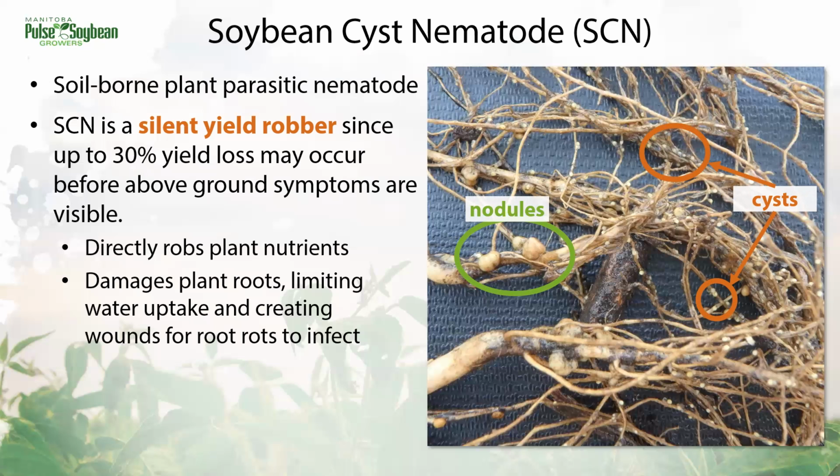Because SCN does directly impact yield by stealing crop nutrients from the plant, and also indirectly since it's damaging root material. That's limiting water uptake. It's also creating wounds for root rots to come in and infect.